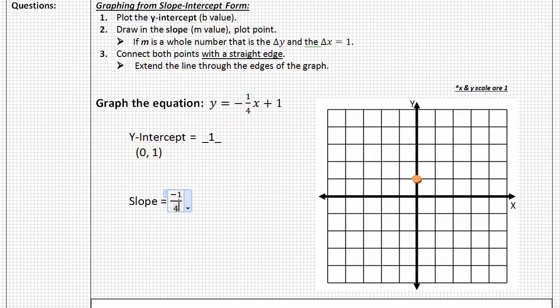So from this point, our slope is telling us to drop 1, that would be our change in y, and to run 4, and to plot another point. Go ahead and do that. So here's our second point, because we've dropped 1, and that was our change in y, and our change in x was plus 4. So our third step is to connect those 2 points with a straight edge. And remember, you want to extend all the way through your graph.